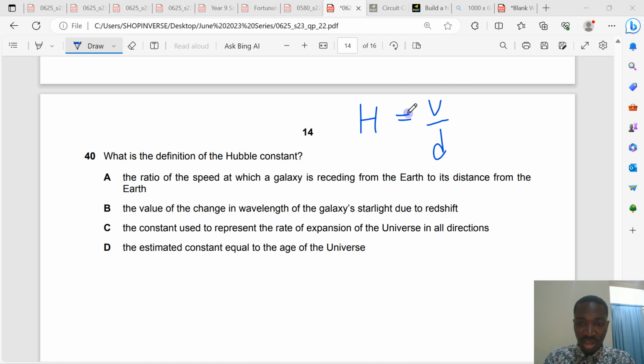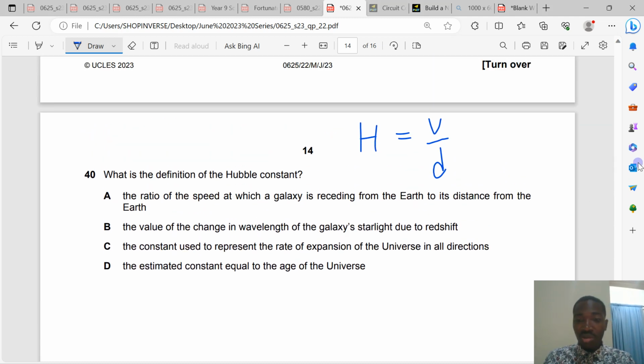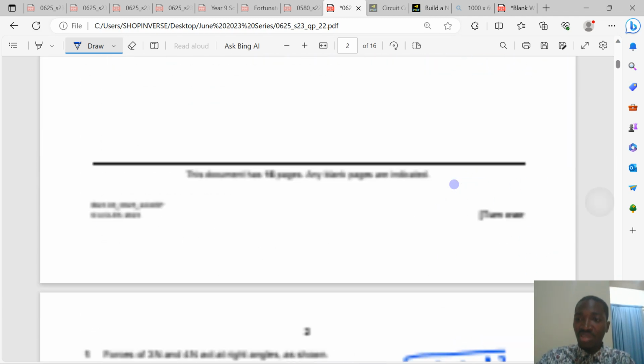So these are from the solar system, yes, but our actual frame of reference is our own planet, the Earth, because we are viewing all of this from the Earth. So the value of change in wavelength, no. Constant used to represent rate of expansion, of course not. Estimated constant equal to the age of the universe, no. Age of the universe, we get that through half-life. And you know that during this process, there will be red shifting, and you must have learnt about red shifting during your physics classes.